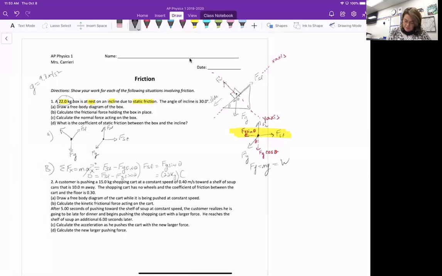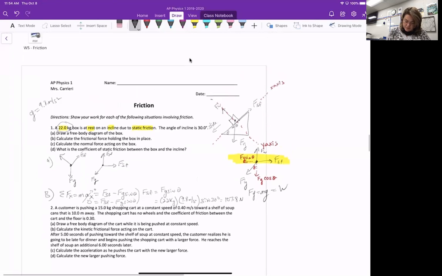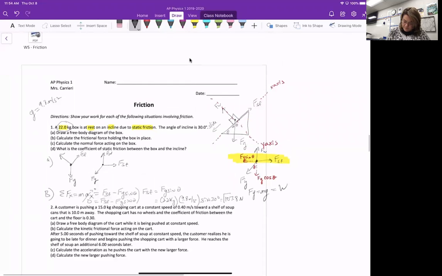9.8 meters per second squared times sine of 30 degrees is equal to 107.8 newtons. Okay. So there is B.